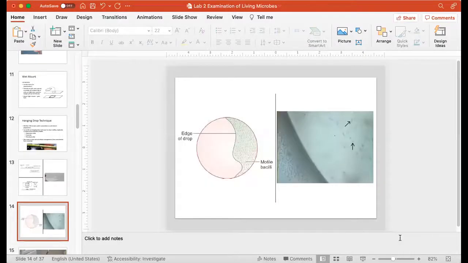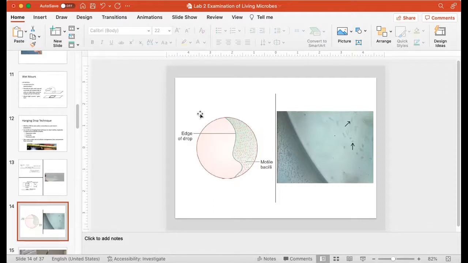Now, when you look under the microscope at a hanging drop, you're going to see something that looks like this. I know this looks very strange, but the drop right here is the edge of the drop, and the drop will be pulled over to one side. All of the cells in that drop are going to sink to the bottom, and that's where we're seeing them. We're actually examining the bottom of the drop.